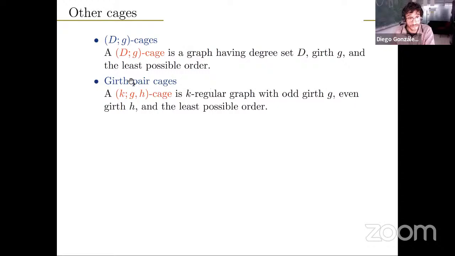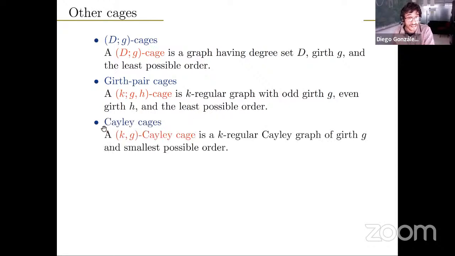Or we also have the GERD cages. These cages are regular graphs, K-regular graphs with odd girth G, even girth H, that is the length of a minimum odd cycle is G, and the length of a minimum even cycle is H, and has the least possible order.